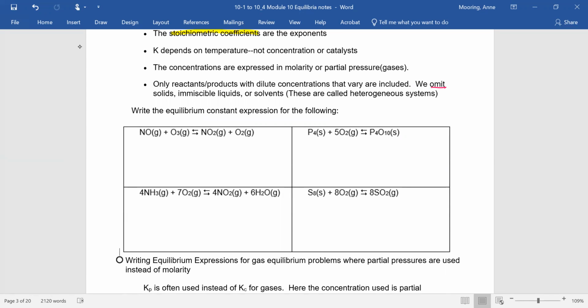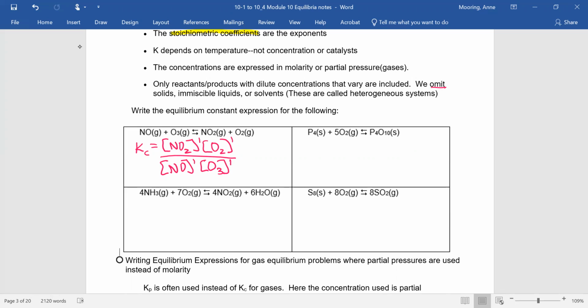We're going to designate, when we're writing molarities, Kc. So Kc is for concentrations. So it's products over reactants. So we would write NO2 to the first, O2 to the first. Now, of course, you can leave the ones out. And then we have NO to the first, ozone to the first.